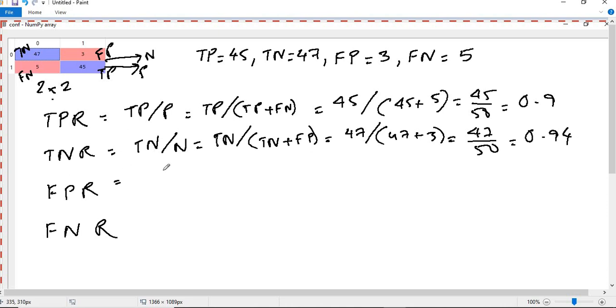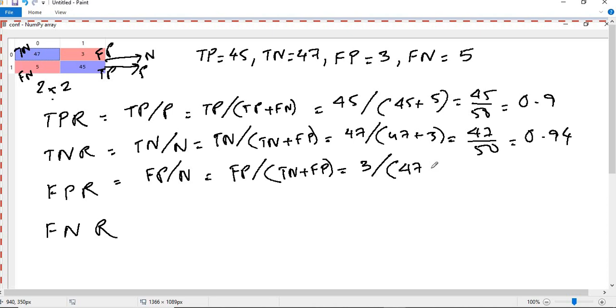Now, false positive rate is nothing but false positive divided by total negative, which is false positive by true negative plus false positive. False positive is 3, divided by true negative 47 plus false positive 3. So this will be 3 by 50, which is equal to 0.06.